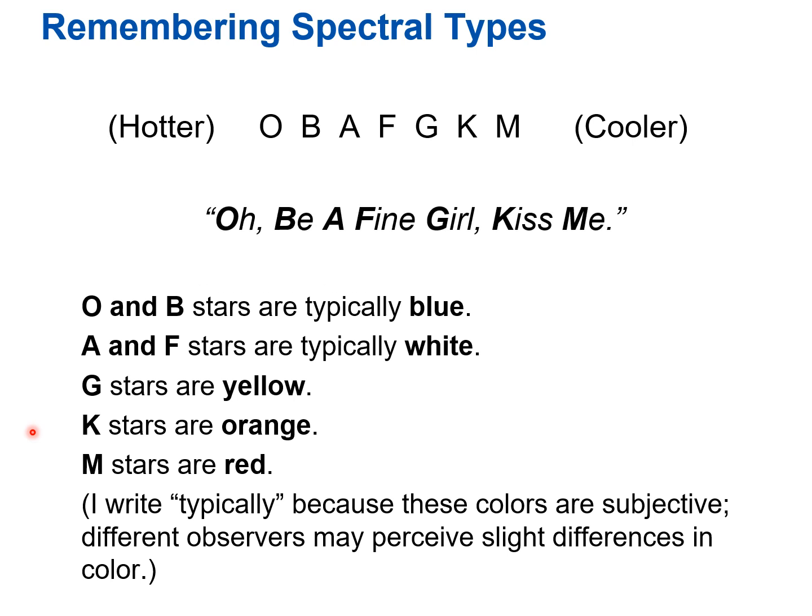An astronomer at the early part of the 20th century came up with a mnemonic sentence to remember the order of the spectral types, O, B, A, F, G, K, M. O, be a fine girl, kiss me.